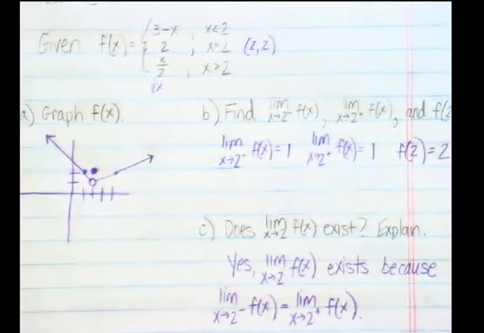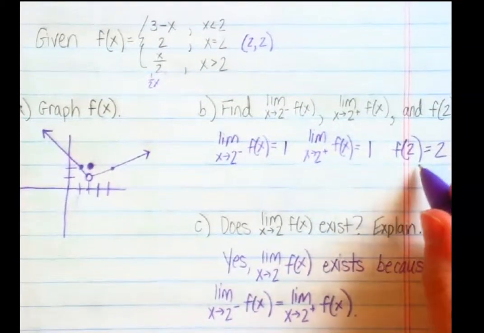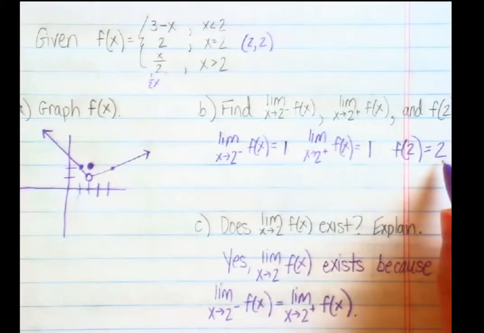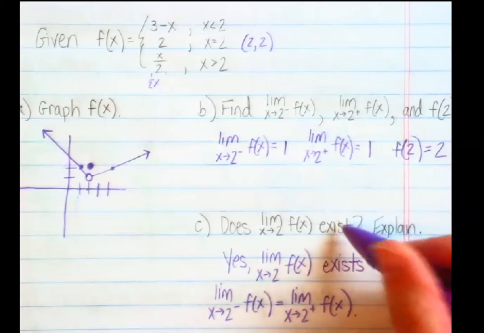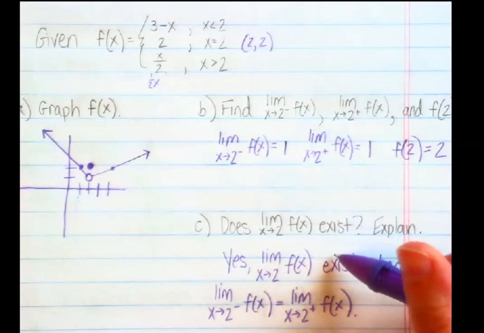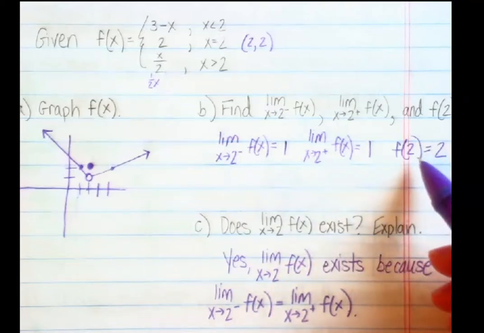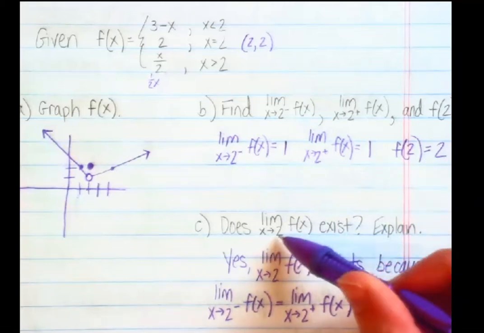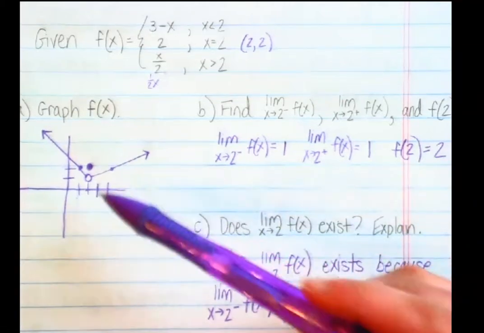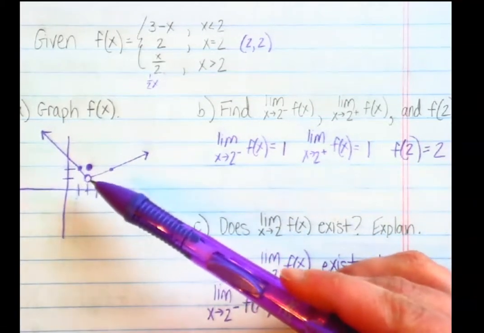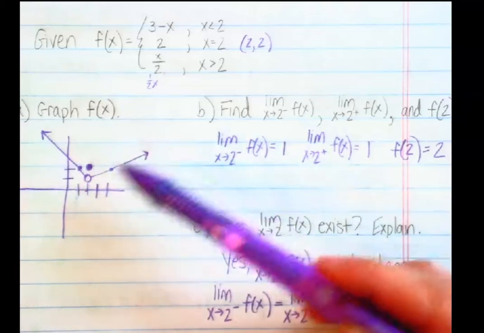Some people think that the fact that f of 2 equals something different would make a difference with this limit existing, but it doesn't. Remember, limits are just what it's approaching. We don't actually care about what's happening at the value. Eventually, we're going to talk about what it means to be continuous, and then this piece will come into play. But for now, when we're just talking about limits, we don't actually care what's happening at the x value. We just care what's happening as you approach it.